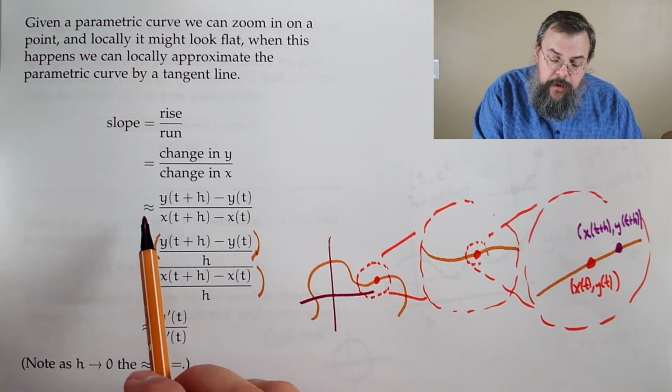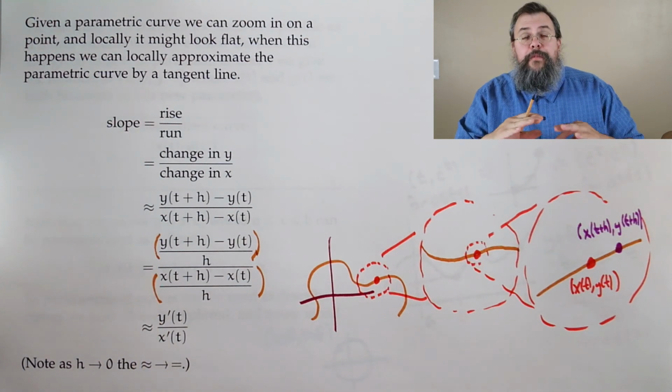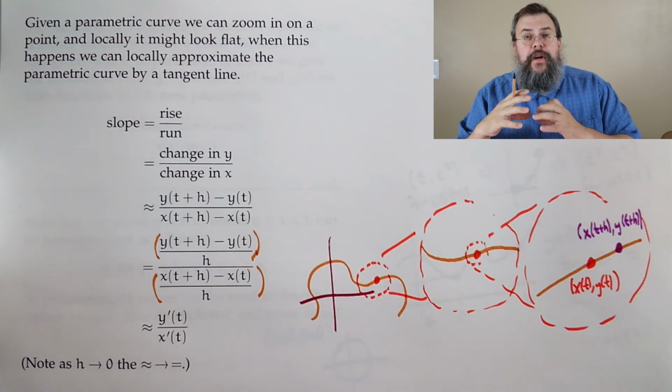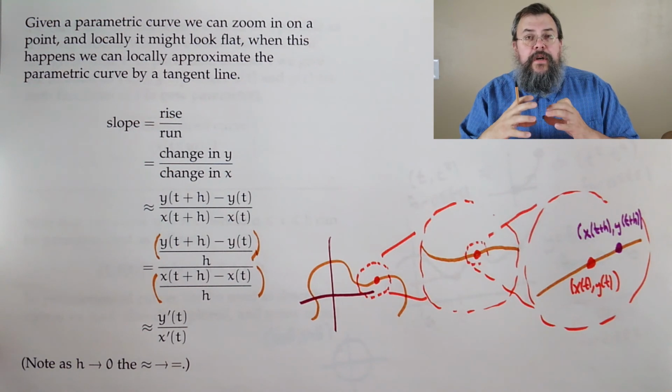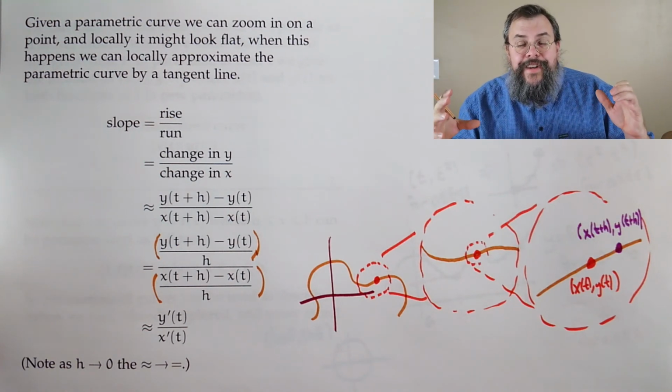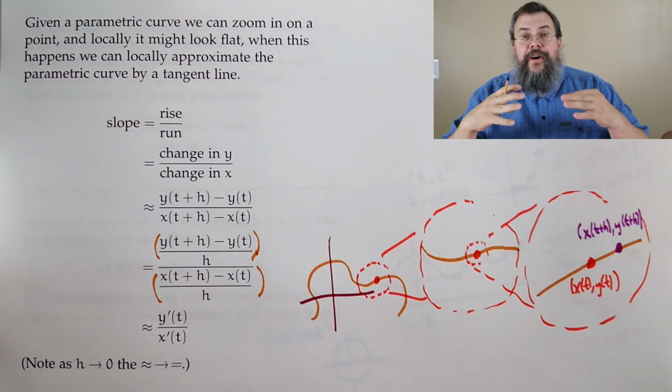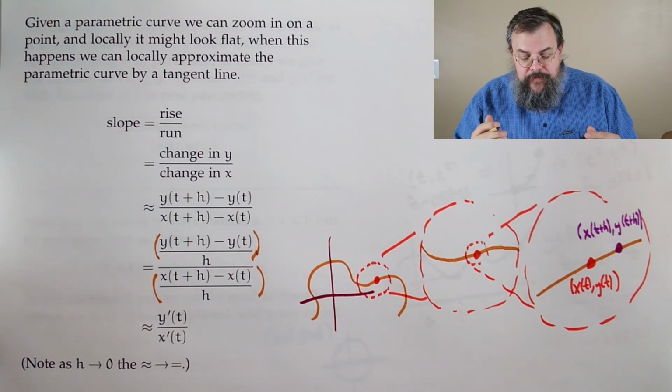And by the way, you might say, well, what about these approximations? Well, the approximations are because we're going to get error depending upon how far we zoom in. But if we were to keep zooming in, in other words, there's a limit involved, our error goes away.